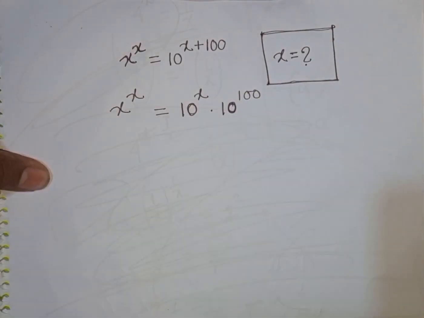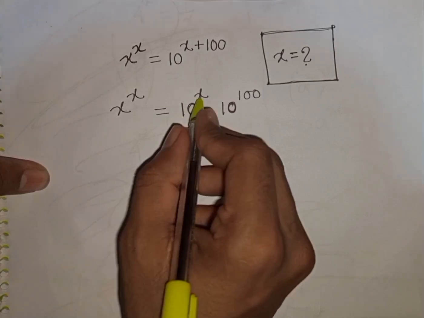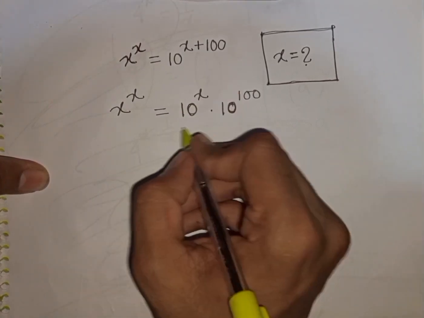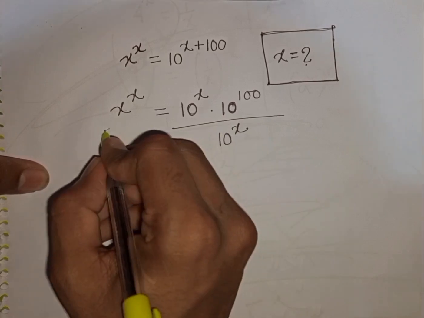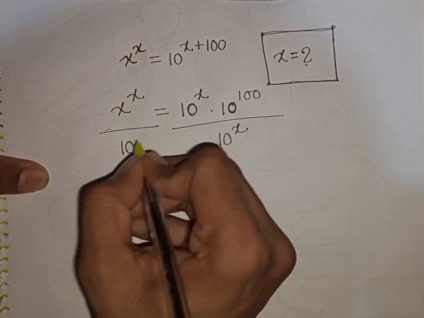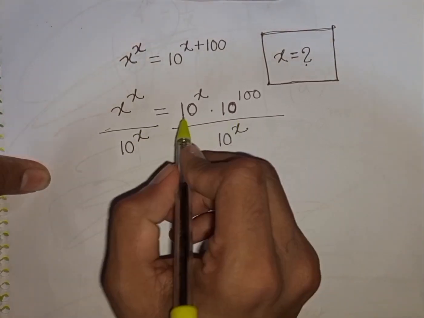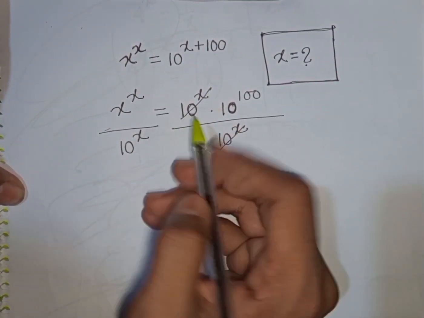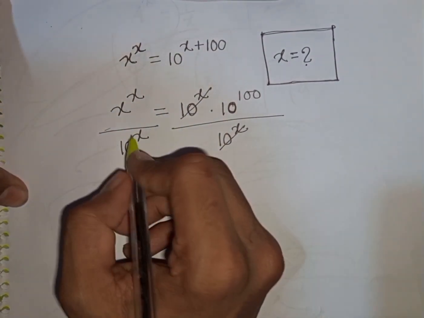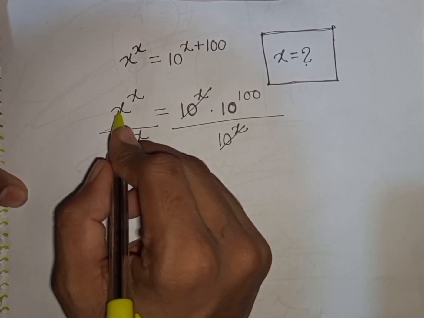Now we divide by 10 power x on both sides. So divided by 10 power x, divided by 10 power x. Now this 10 power x and this 10 power x will be cancelled. Now x has the same power but a different base.